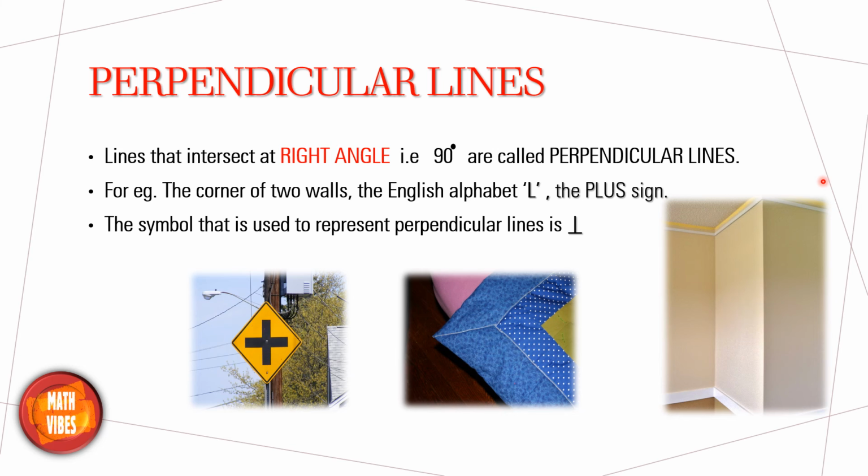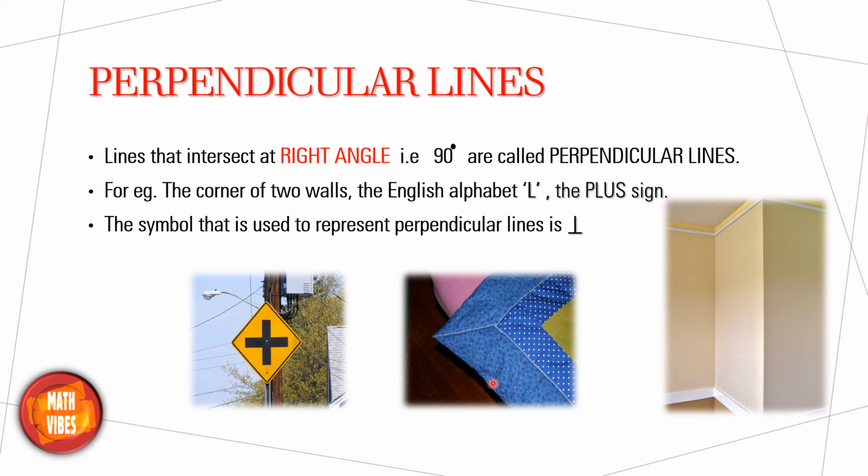So these are some of the examples. This plus sign is an example of perpendicular lines, or this bed tablecloth or quilt, the corner of this quilt, or the bed sheet corners. This is a picture of that. These two are making perpendicular lines over here at the corners.